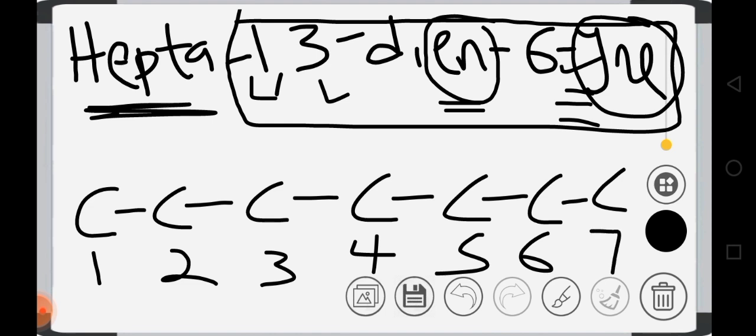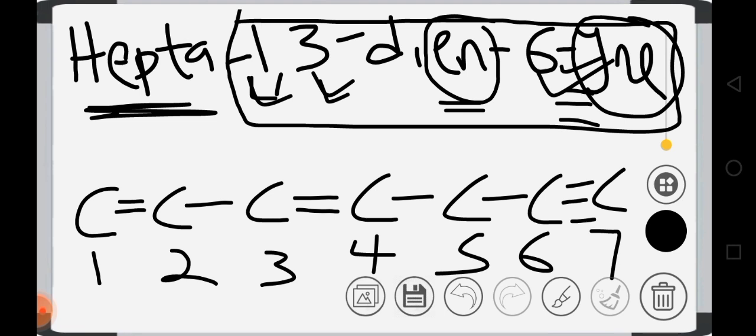So let's start placing our bonds now. We have a double bond at the first carbon atom. So go to the first carbon atom and put the double bond there. Then at the third carbon atom, you put a double bond there as well. Then at the 6th carbon atom, you put a triple bond there. This is the structure for hepta-1,3-diene-6-yne.